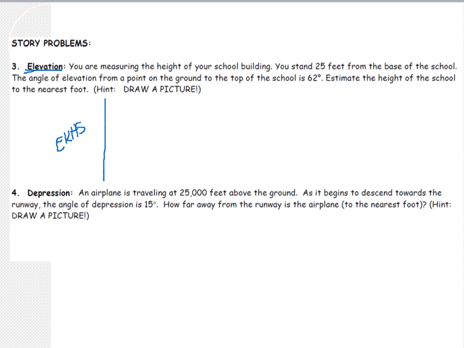You stand 25 feet from the base of the school. So this is 25 feet that we're standing away. And we're going to assume our building's upright, so that's a right angle right there. The angle of elevation from a point on the ground to the top of the school. So here's my point on the ground to the top of the school. So there's my angle. My angle of elevation is right here. It says that's 62 degrees. So that's my theta. Estimate the height of the school to the nearest foot.